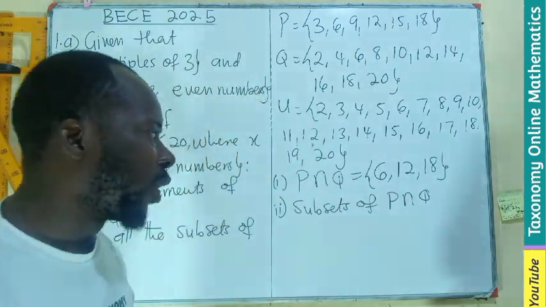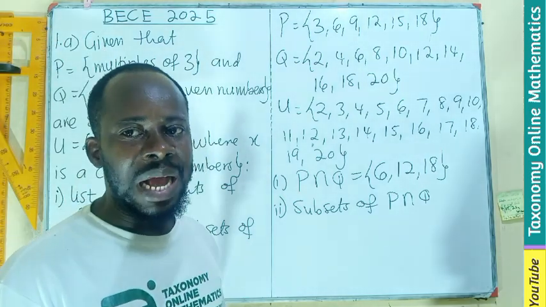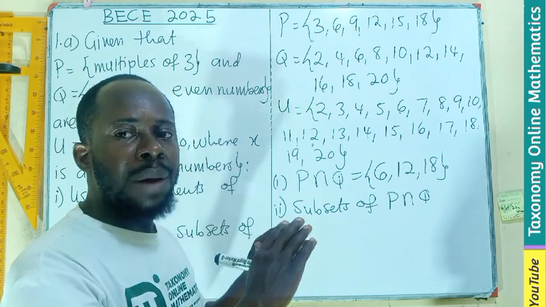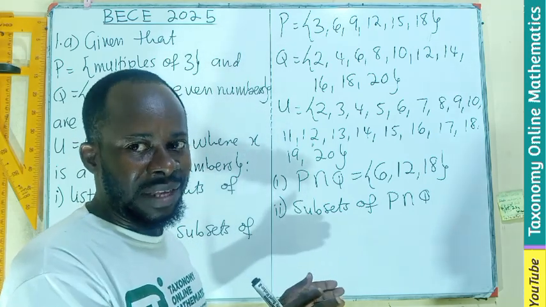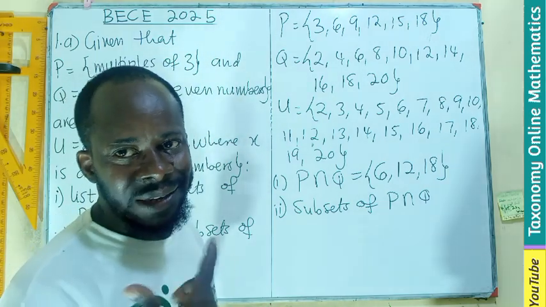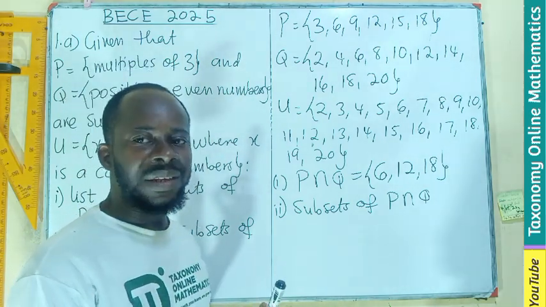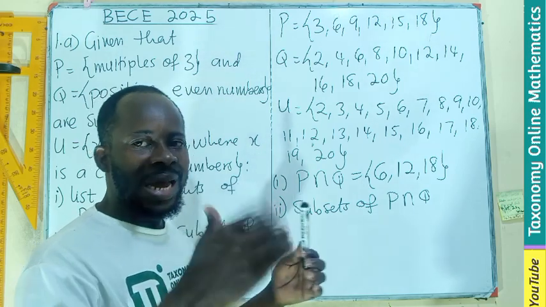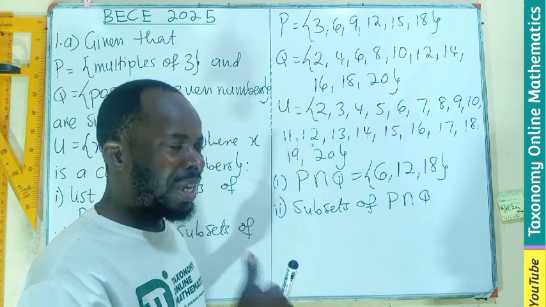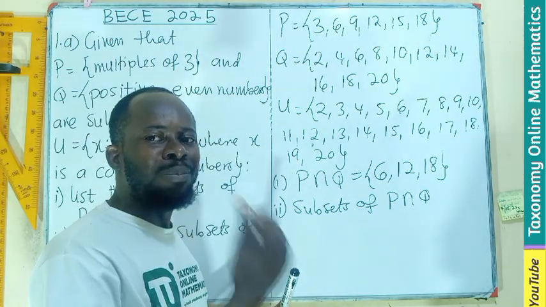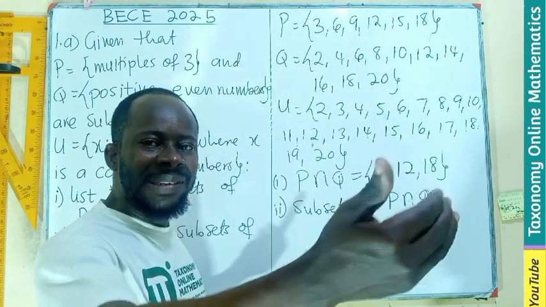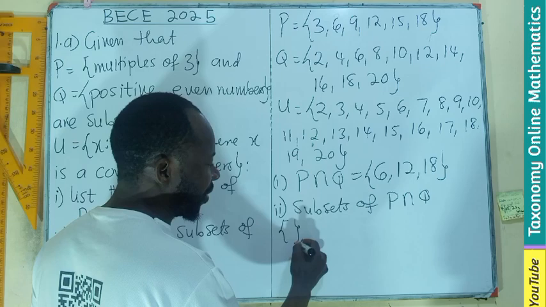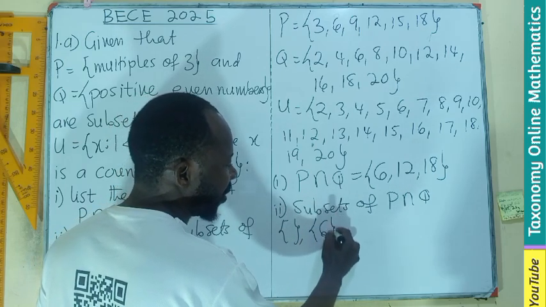All right, then for the second part, we are asked to list the subsets of P intersection Q. What are the various subsets that we can get? Now, let's see. A subset is just a smaller set out of the bigger set, if I can put it that way. In listing subsets, remember we have a singular set, which is a unit set, a single element. You pair them, then you triple them if you get a chance. Then an empty set is part of the subsets. Then the set itself is also part of the subsets.